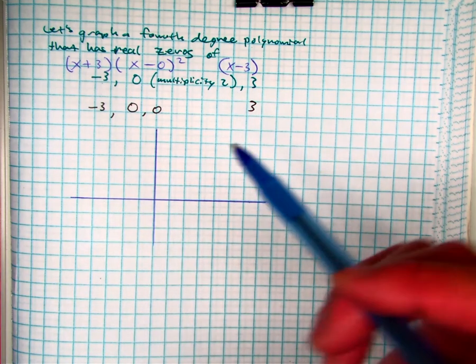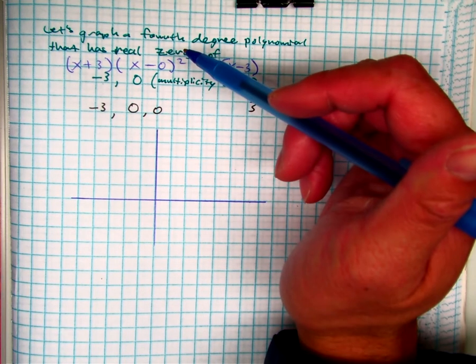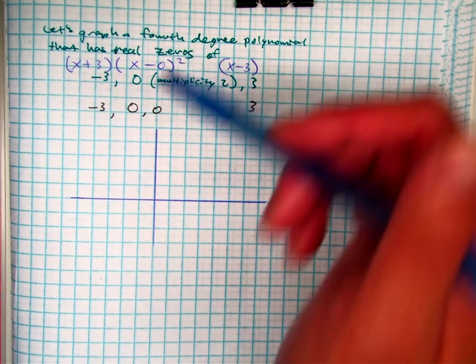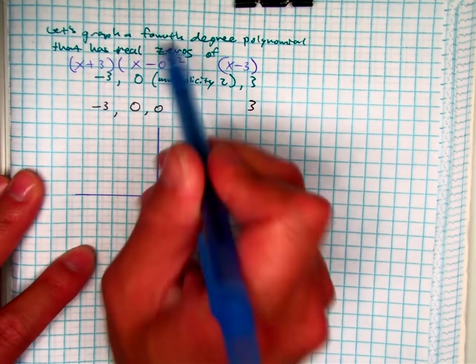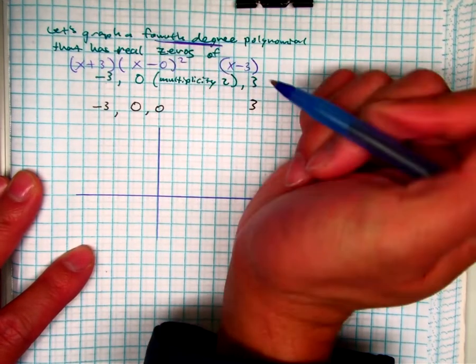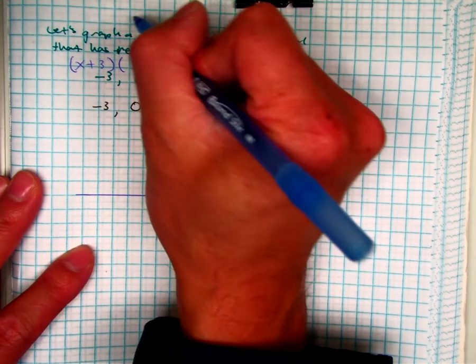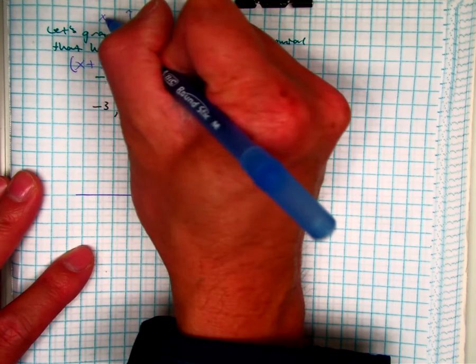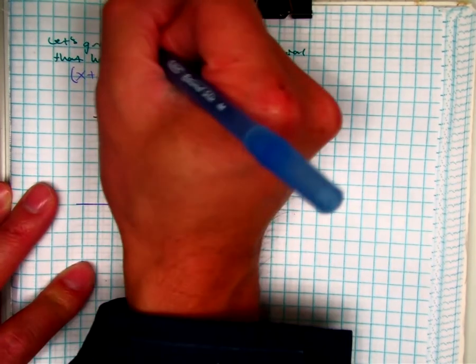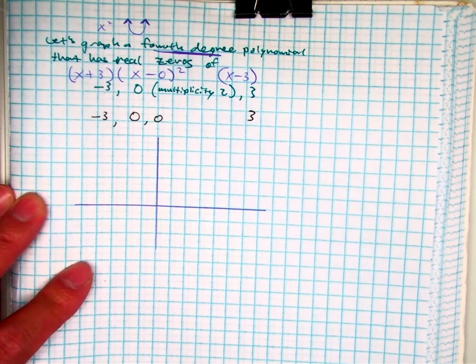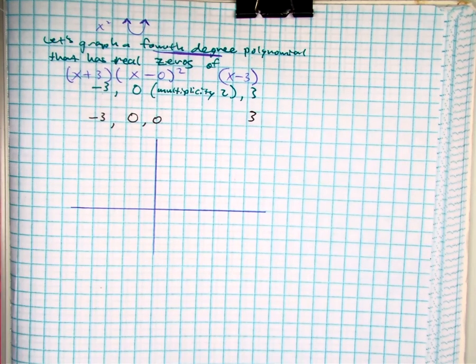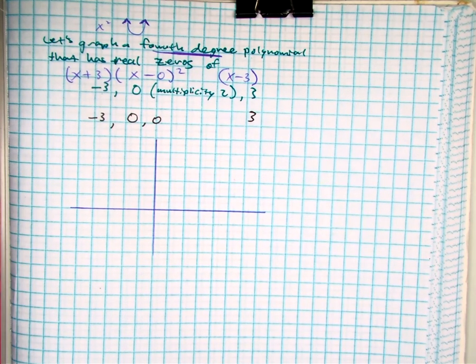Step number 2. It's a basic graph. So let's look at our basic graph. A fourth degree polynomial is just like a, what's the easiest even degree? x squared. So I know my graph is going to start up and end up. Does that make sense? And Riley, then you said what was the next step?